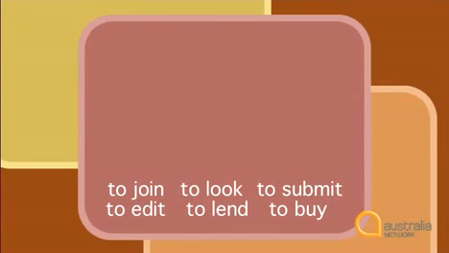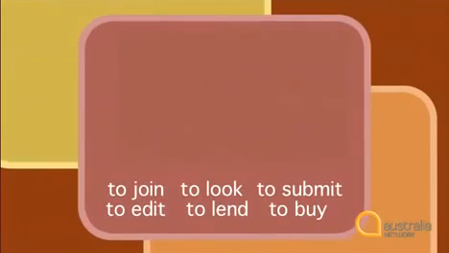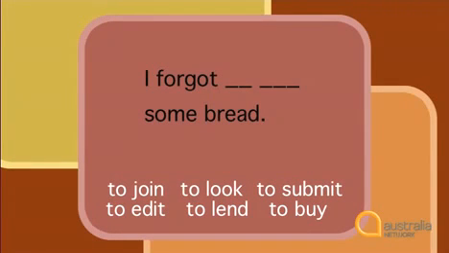Here's a quick exercise for practicing infinitives. Here is a list of verbs. We have join, look, submit, edit, lend and buy. I'm going to show you a sentence with one missing verb. You'll need to work out the right verb and the right construction to fill in the space. Let's start with an easy one. I forgot some bread. Do you know which verb will fill the gap? The completed sentence is, I forgot to buy some bread.